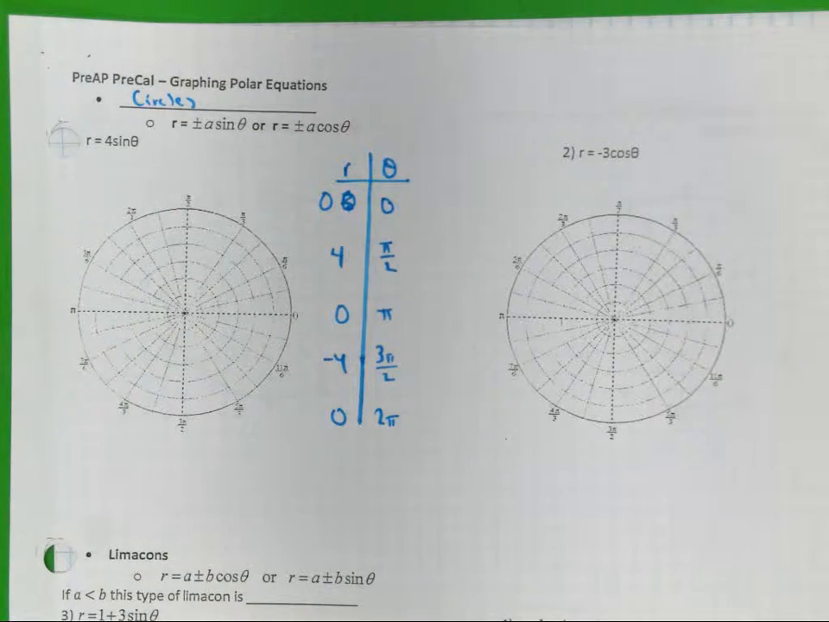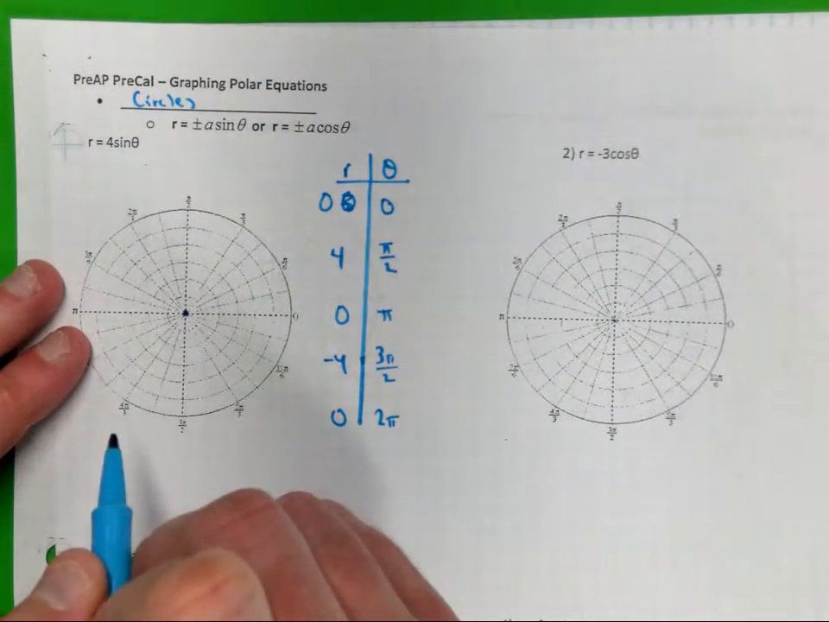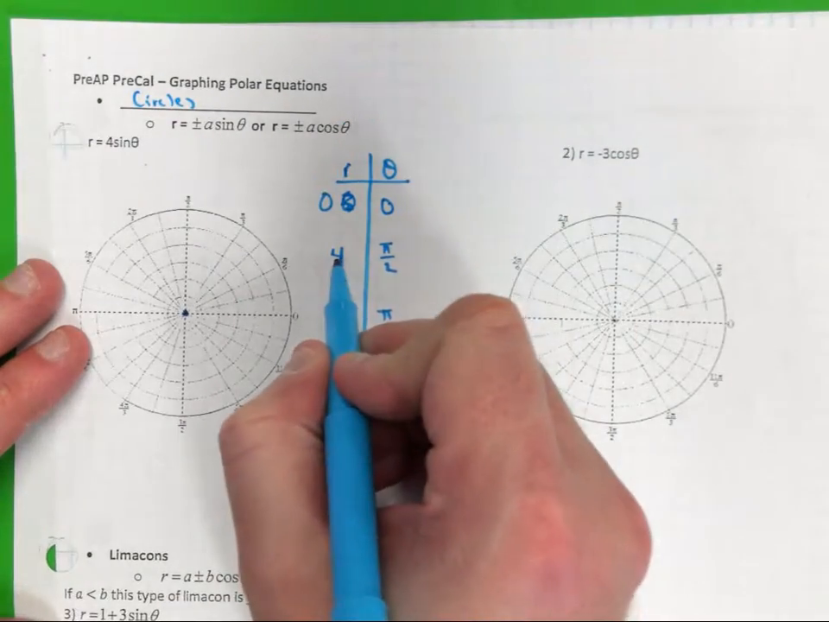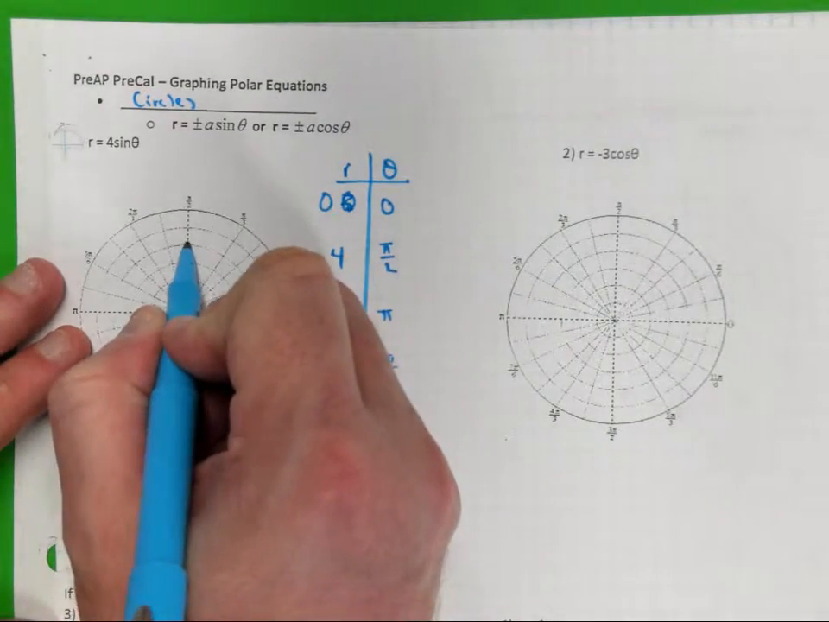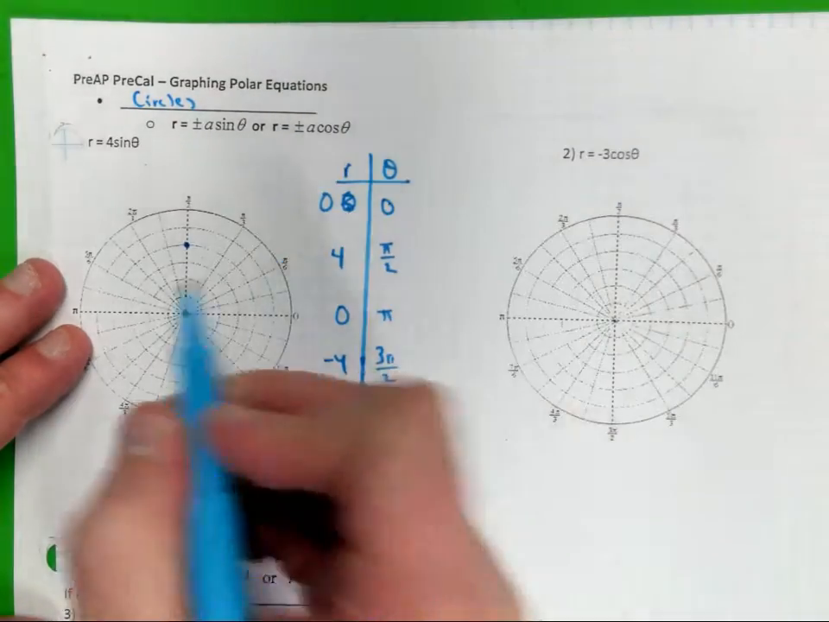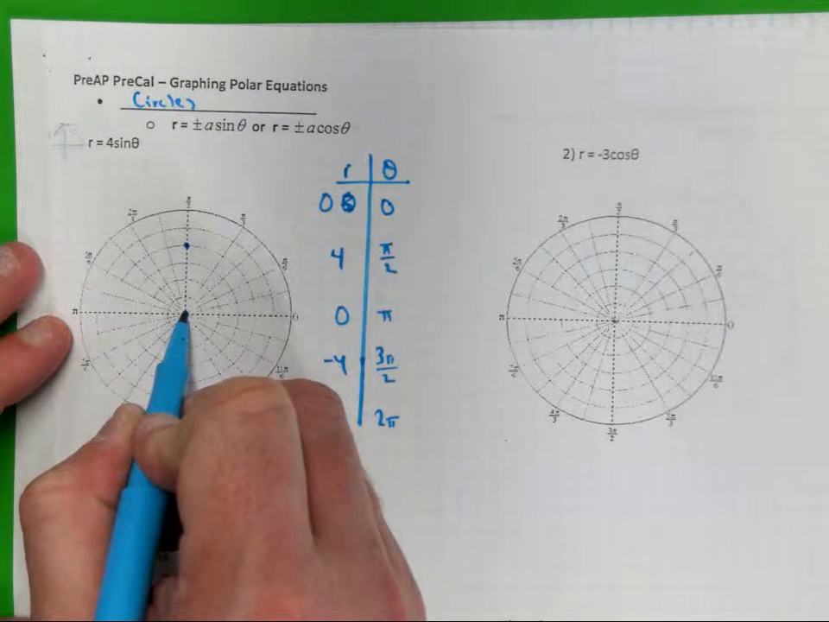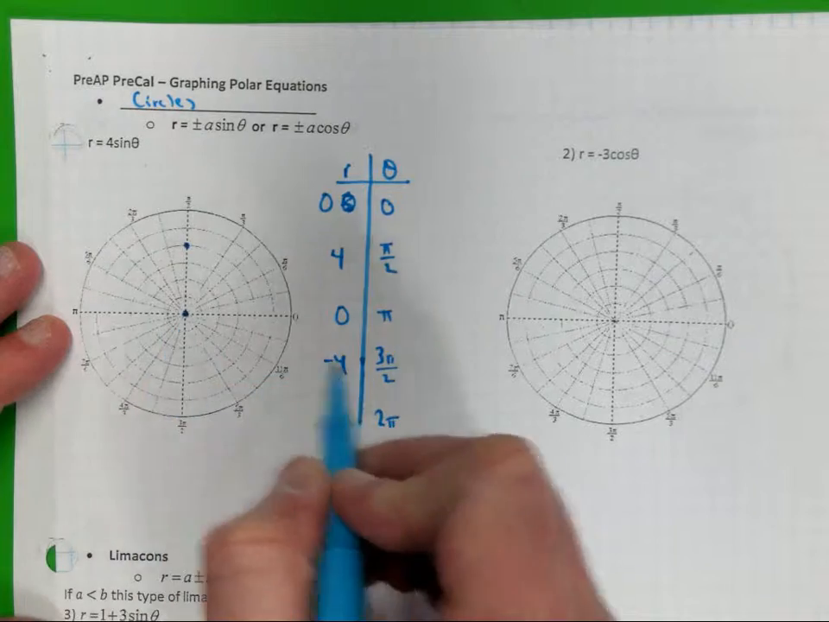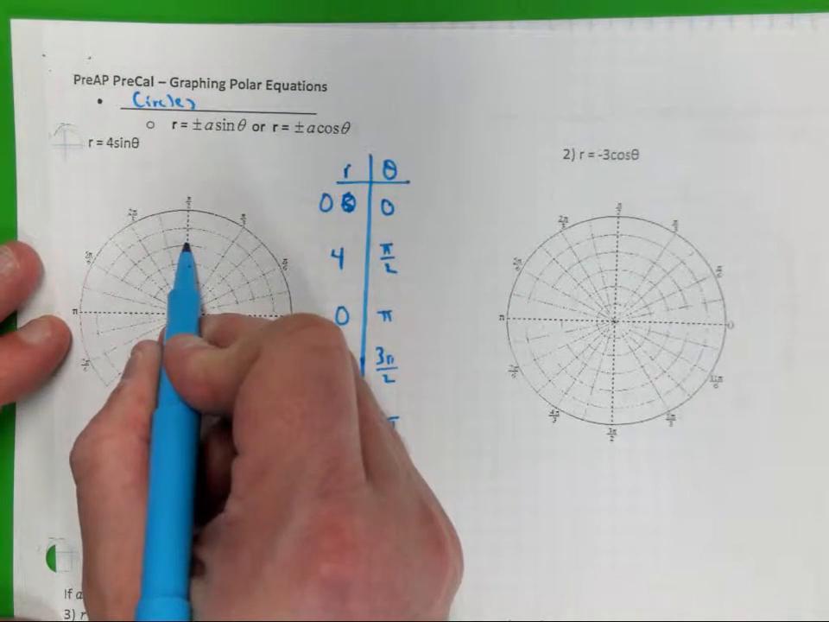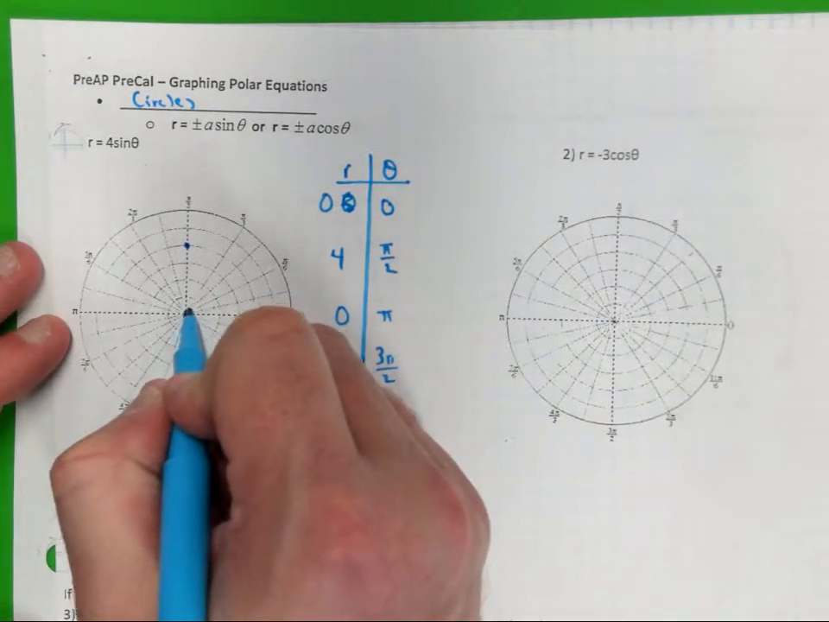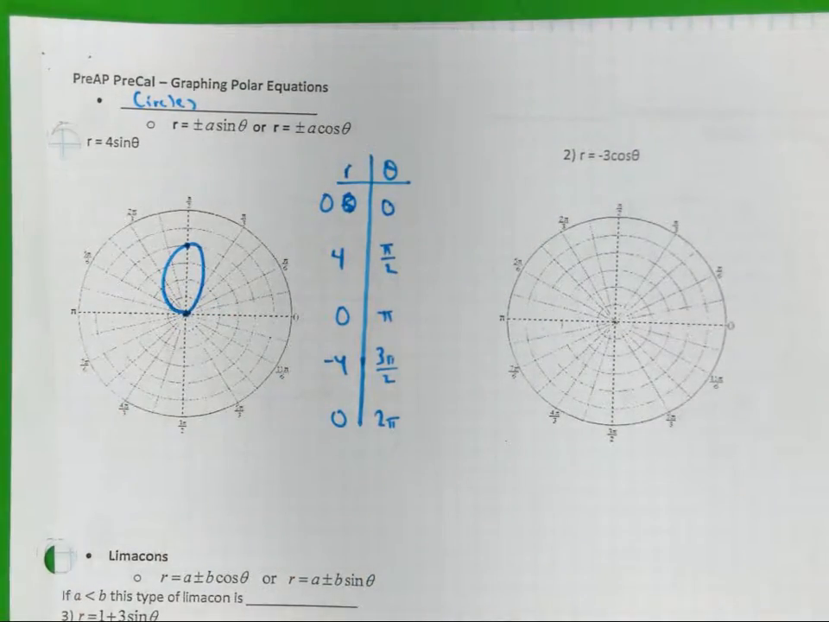Now, we're going to graph these. Start at 0, 0, that's at the pole. 4, pi over 2. Pi over 2, go to the fourth ring. 0, pi. I'm still at the what? Pole, aren't I? Negative 4, 3 pi over 2. That would be right where I'm at, right there, wouldn't it? So guess what you do? That's your answer. That's all you do. Draw a circle.